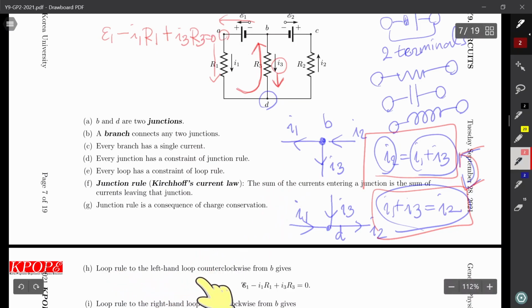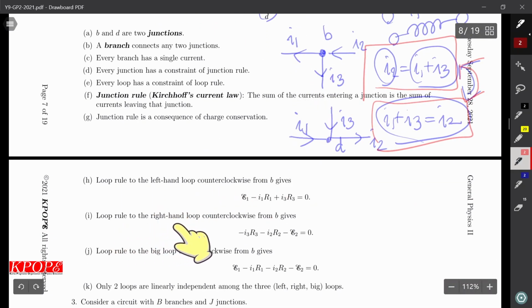Loop to the left-hand loop counterclockwise from B here. E1 increased. Follow the I1, minus I1 R1. You cross the resistor R3 in the opposite direction with respect to the current I3. So plus I3 R3.